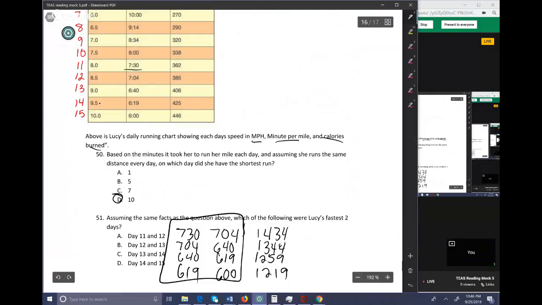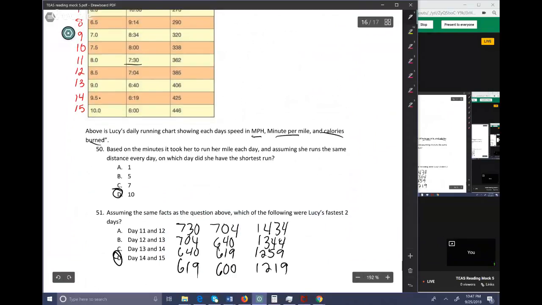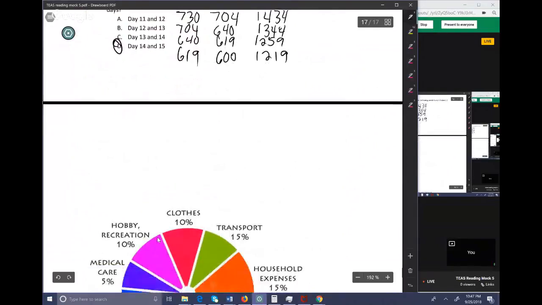You might have noticed that each day she gets faster. So if you did notice that day by day she keeps getting faster, you might have realized that the very last 2 days were going to be the 2 that she would be the fastest. That's fine. If you didn't do this, that's all right. Either way, you should have ended up at D. She would be the fastest at D.